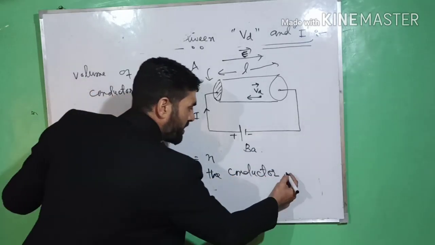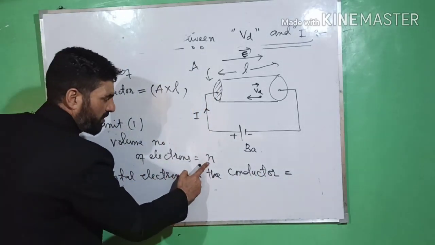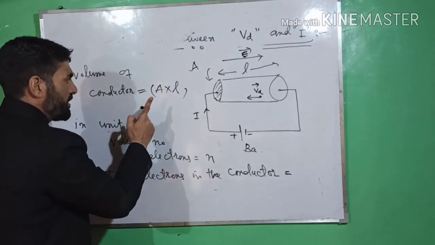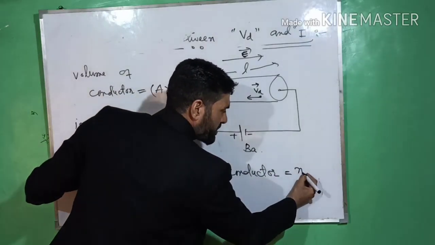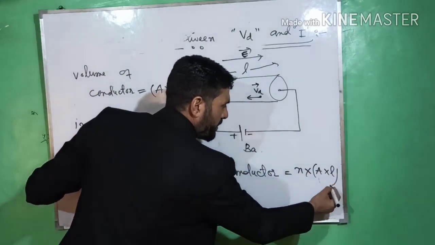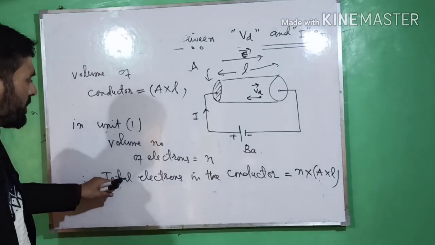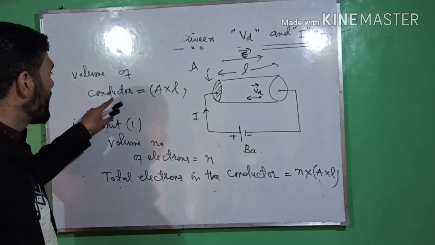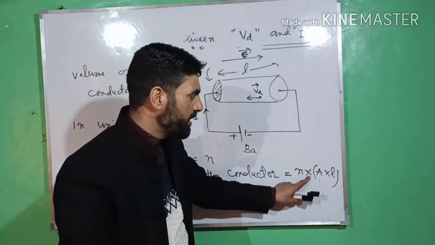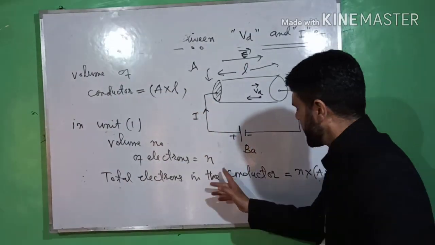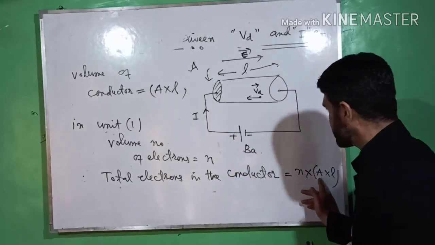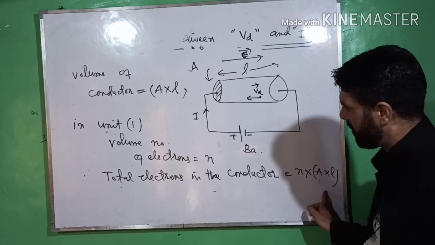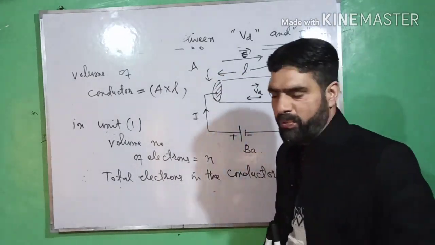In the conductor, because in unit volume the number of electrons is N, and the volume of the conductor is A L, therefore in volume A L the number of electrons is N into A into L. N is the number of electrons per unit volume, A is the area of cross section, and L is the length of the conductor. So these are the total number of electrons in this conductor. Hope you have got this point.